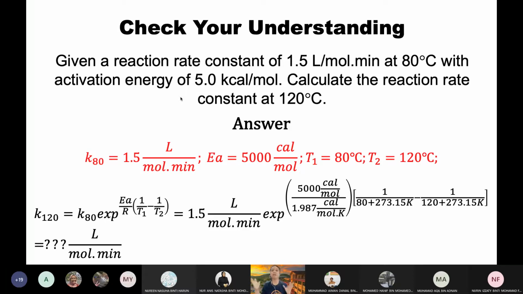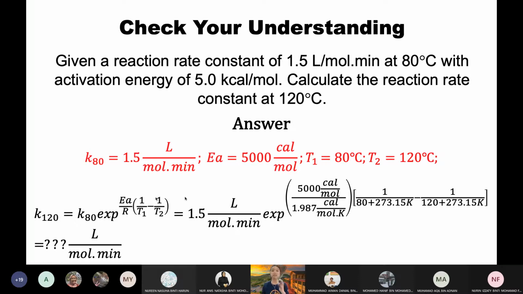Okay. Calculate reaction rate constant at 120 Celsius. So basically dalam soalan ni diberi kita K80 equals to 1.5. They ask us to find K at 120. Okay, so K1 1.5, T1 80 Celsius, K2 berapa? T2 120 Celsius. So you just replace into the equation. So K120 yang saya nak cari equals to K80 yang saya dah tahu, exponential EA per R in bracket 1 per T1 minus 1 per T2.